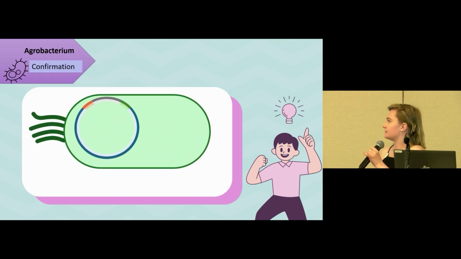And then you grow it on your selected media so that you can select for only those that have taken up your plasmid. Also, I know that this is not an accurate agrobacterium. Avena's was better, but please forgive me, this is just cute.